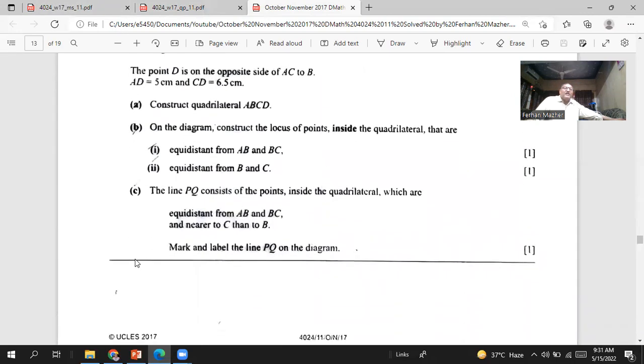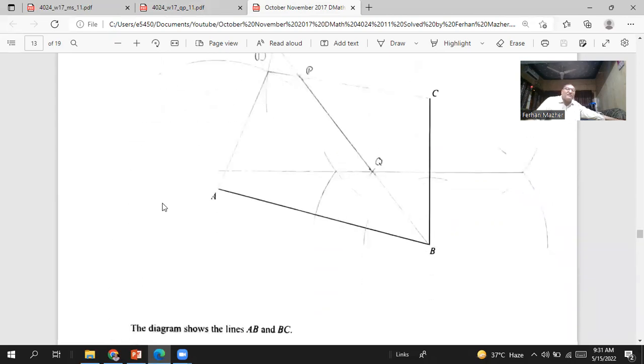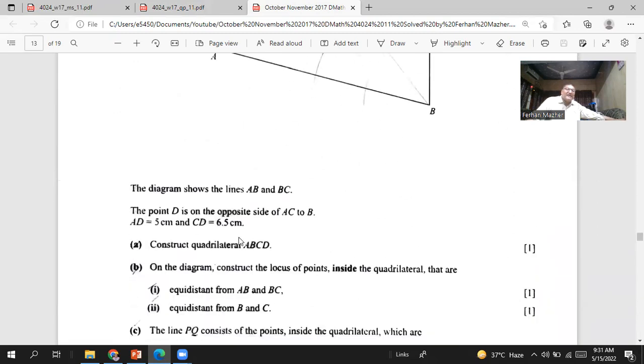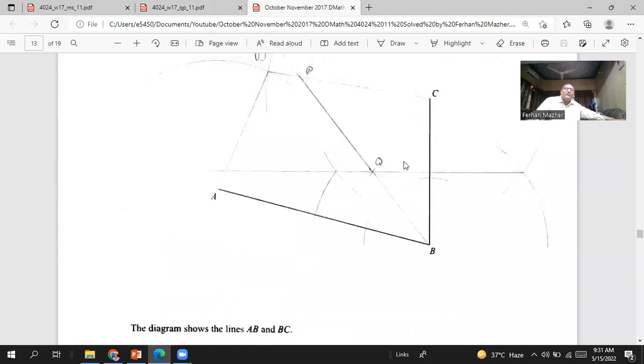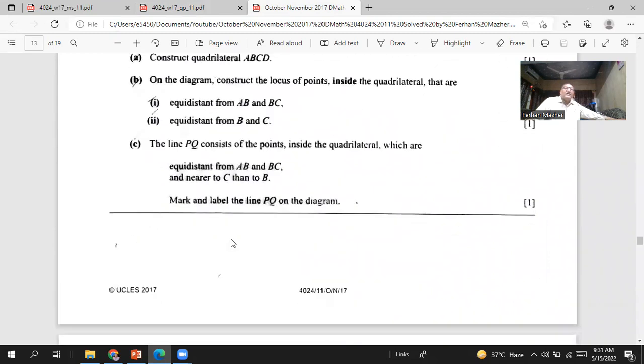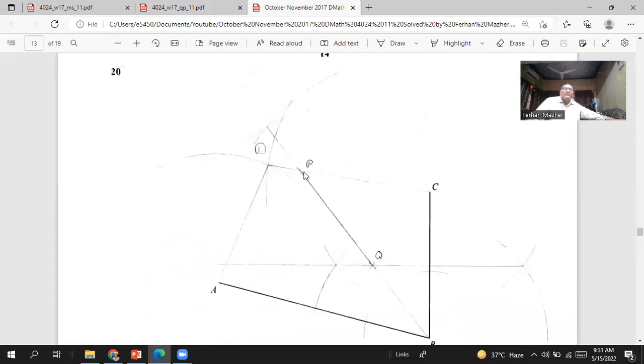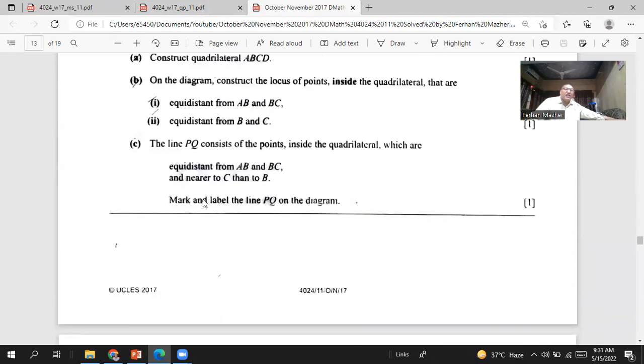Then he says the line PQ consists of the points inside the quadrilateral which are equidistant from AB and BC. They are on this angle bisector and are nearer to C than B. You have to remain in this portion. Then he says mark and label the line PQ. So one point can be this, the other point can be this, and you just mark and label them. These are two extreme points.